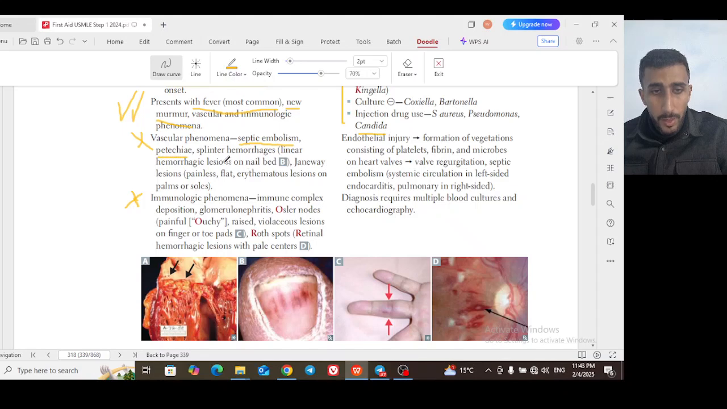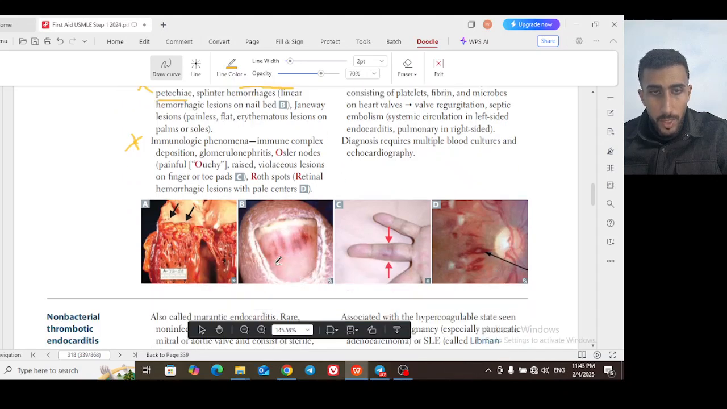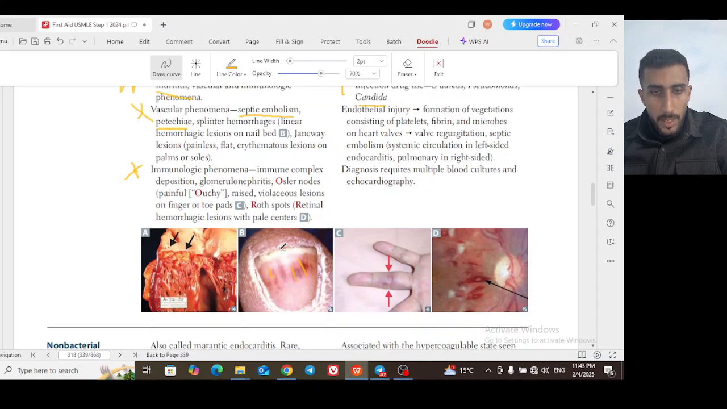And a very characteristic vascular phenomenon here is called the splinter hemorrhage, which means linear hemorrhage. So this is a linear hemorrhage here in the nail bed. This is a splinter hemorrhage, very, very high yield to know that.